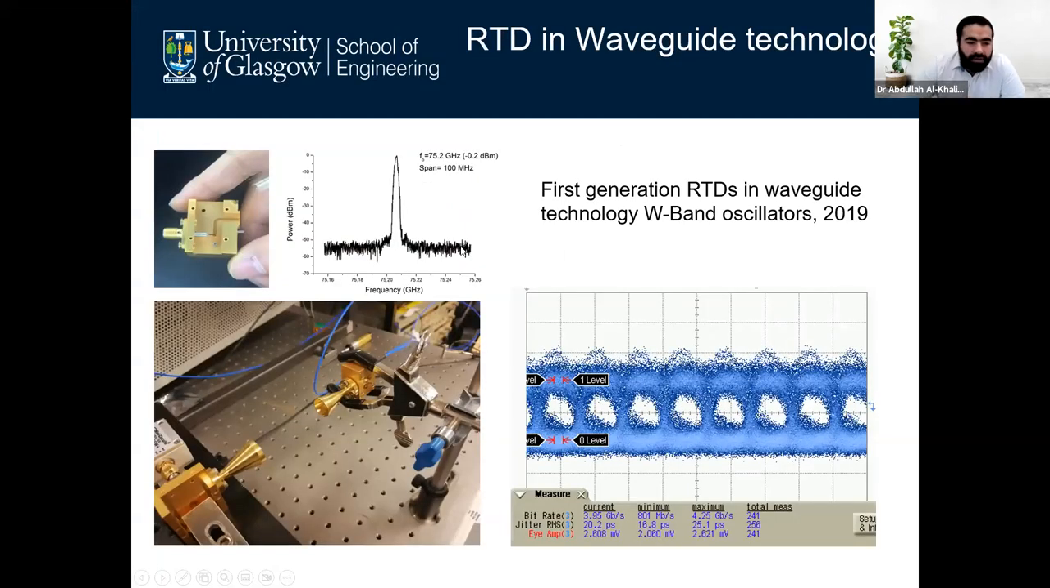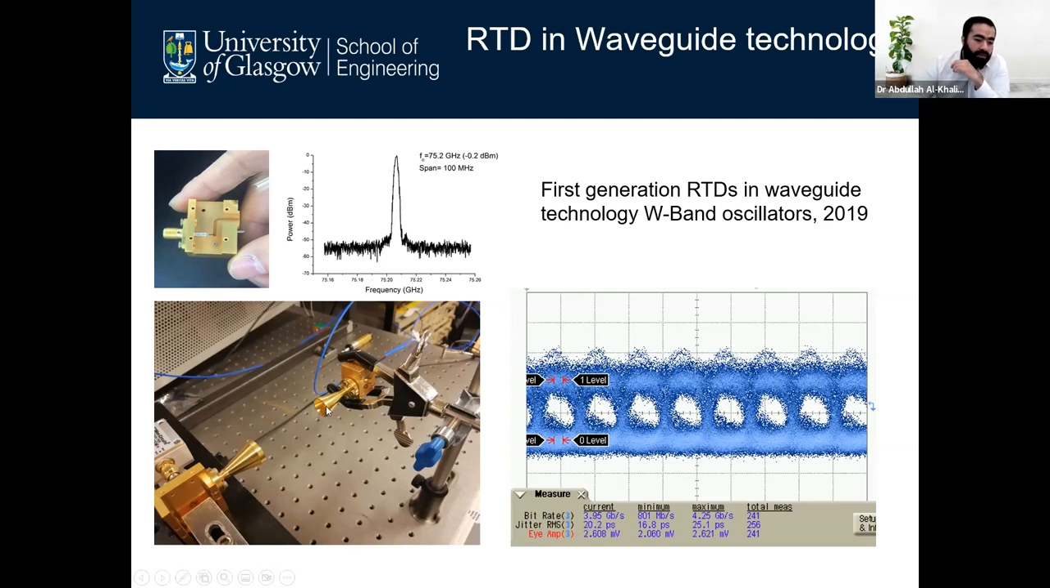Okay, so here, just a few more slides. So here we have demonstrated a 75 gigahertz source, and we put it in the waveguide package. So here we have the source. Here we have the detector. And again, we could see some data. So this was roughly 4 gigabit per second.